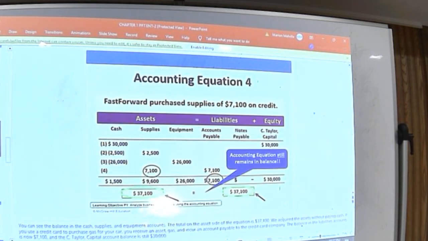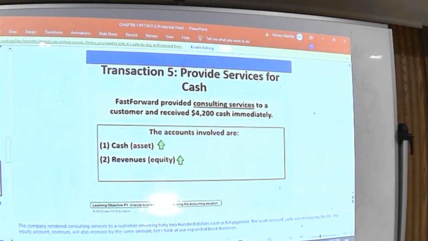And this, again, just shows the equation in balance. Now we've got 37,100 on the left, 37,100 on the right-hand side.